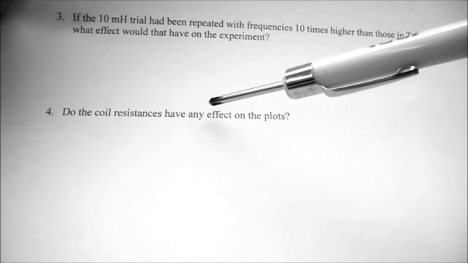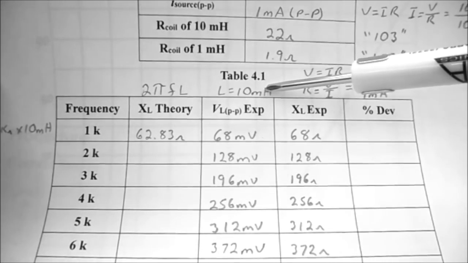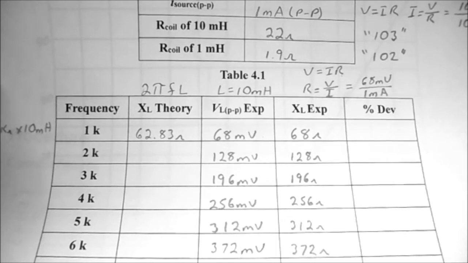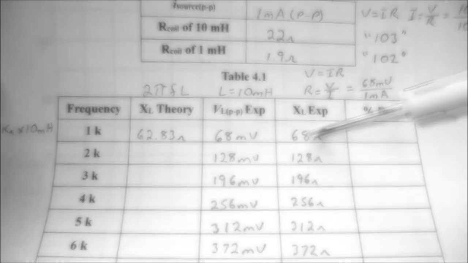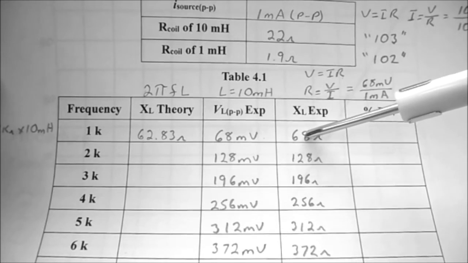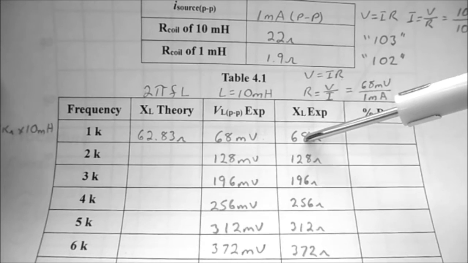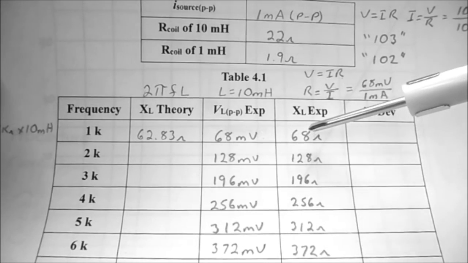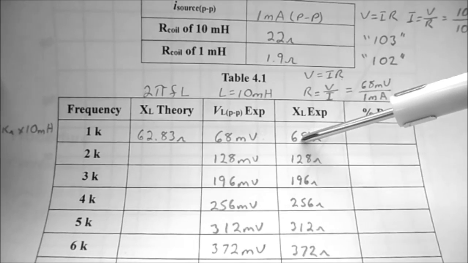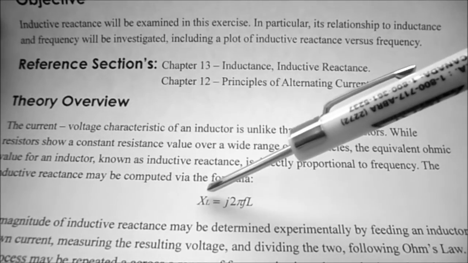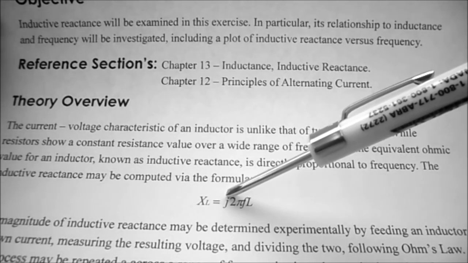Do the coil resistances have any effect on the plots? For the 10 millihenry inductor, the coil resistance was 22 ohms. So XL is 68 ohms, but our series resistor in the circuit was 10 k ohms. And you have to remember that the current through an inductor rises at 90 degrees. So you have to remember the XL formula is at J, which is at 90 degrees.